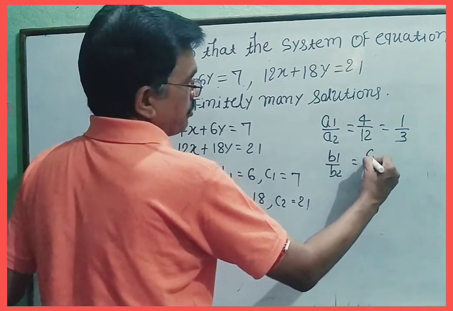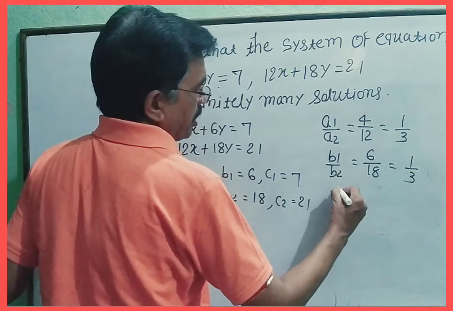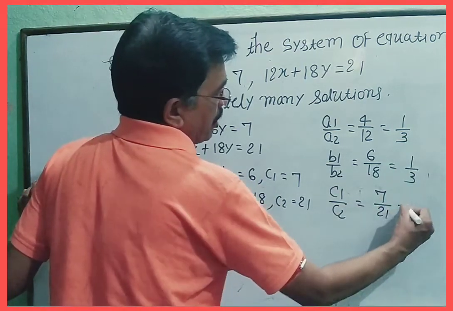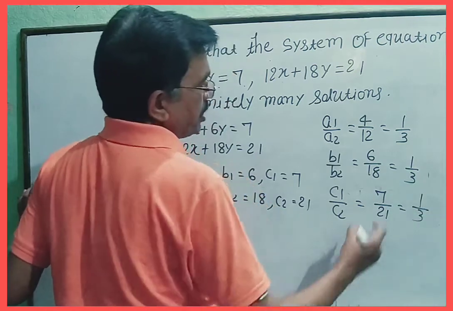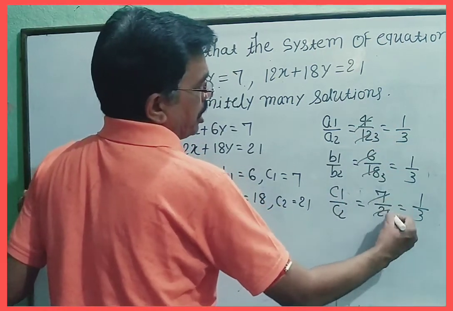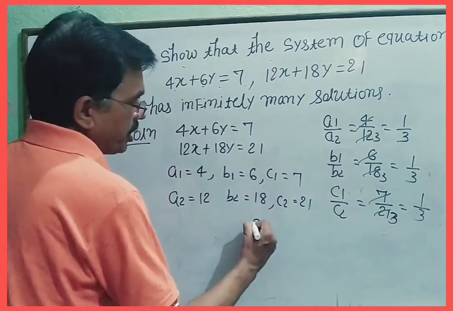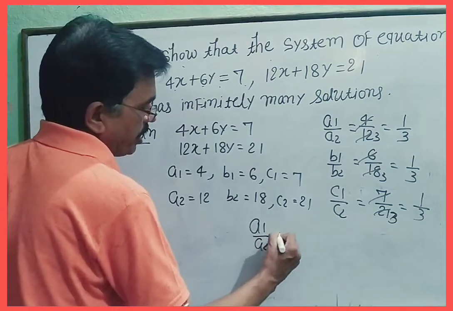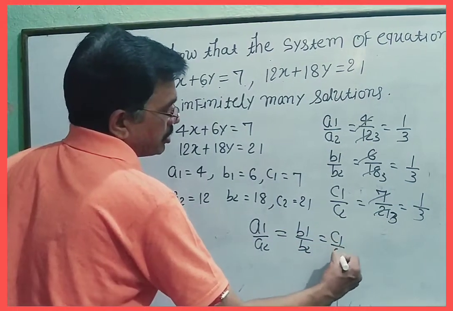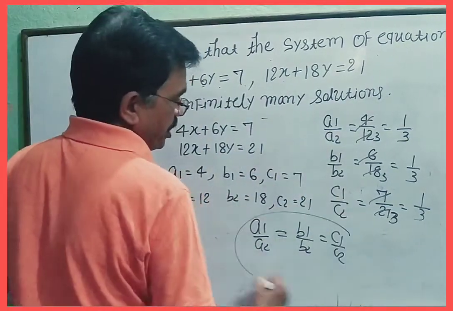That is 6 by 18, which is also equal to 1 by 3. And lastly c1 by c2, that is 7 by 21, which is also 1 by 3, because 4 3s are 12, 6 3s are 18, and 7 3s are 21. So dear student, the condition a1 by a2 is equal to b1 by b2 and it is equal to c1 by c2. So it has infinitely many solutions.